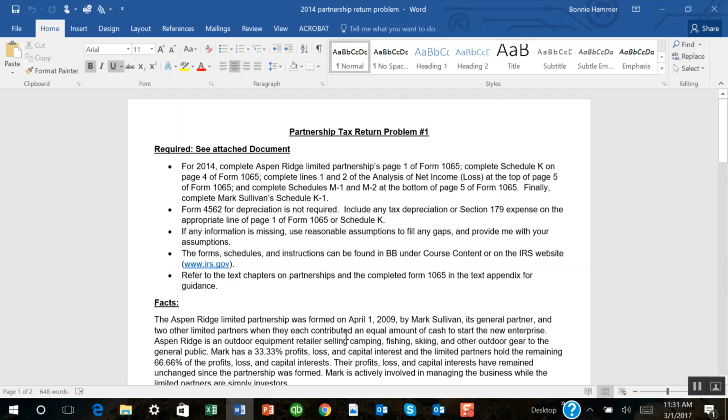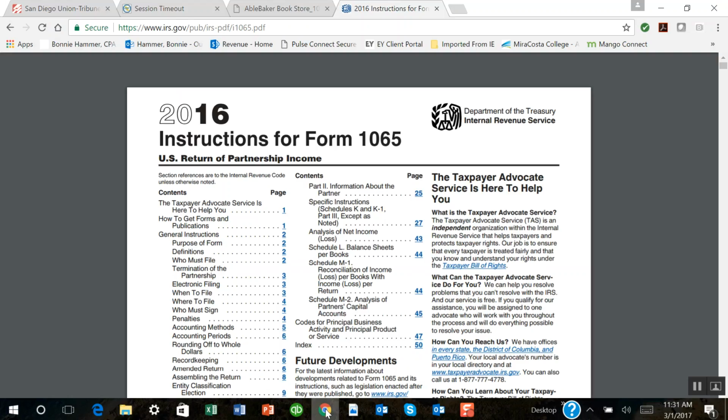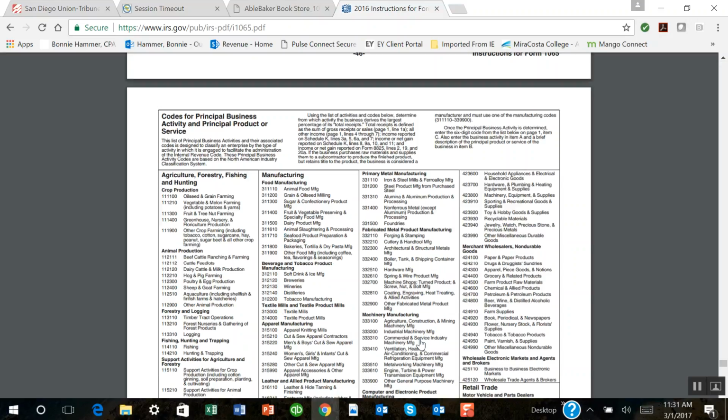what they do. They sell outdoor equipment. They're an outdoor equipment retailer. So what you do then is you look in the 1065 instructions and see where it says codes for principal business activity and principal product or service, page 47. You go to page 47 and look for the code that fits what your company is doing.